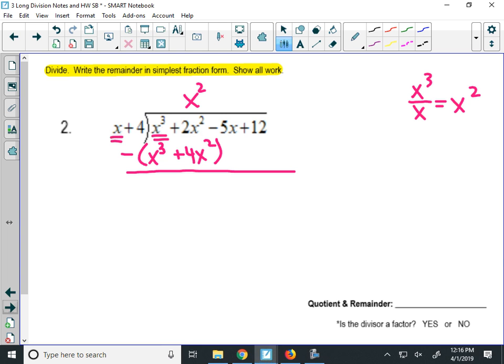When I subtract, the x cubes cancel off. That always happens. 2 minus 4 is negative 2x squared. And then I bring down the next term.